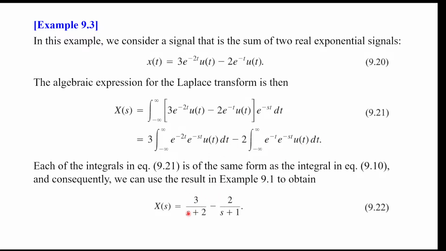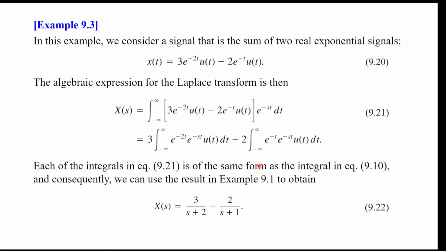So we have 3 over s plus 2, because there is a minus 2 in the exponent, and then minus 2 over s plus 1, where this 1 is from this e to the minus t. Okay. So the algebraic part is easy, and now we need to think about the ROC part.